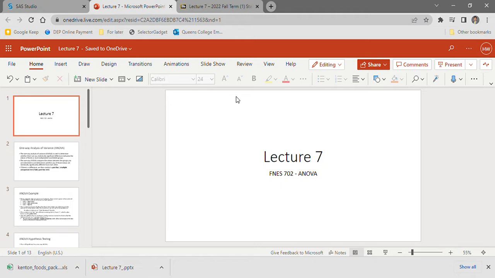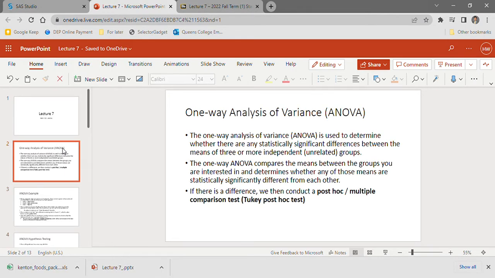Today we are going to go over the one-way analysis of variance, also known as the ANOVA test. Most folks will refer to this test as ANOVA, but really we're going to go over 2 tests today: ANOVA and Tukey. So what is ANOVA? The one-way analysis of variance is used to determine whether there are statistically significant differences between the means of 3 or more independent, unrelated groups.